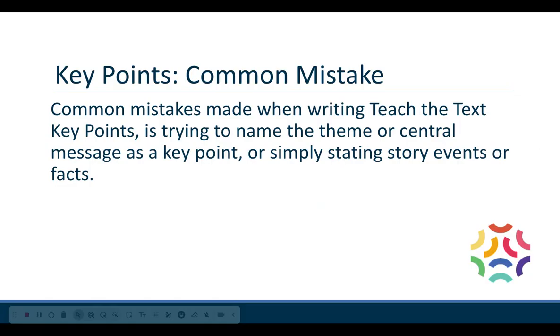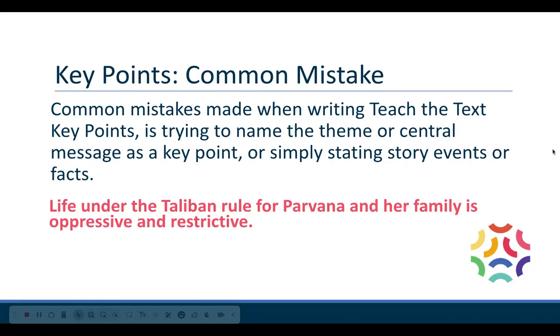When writing Teach the Text key points, there are a few common mistakes you should try to avoid. The first being conflating key points with theme. And here you see an example of that. Life under the Taliban rule for Parvana and her family is oppressive and restrictive. It is true that Parvana and her family live under the oppressive rule of the Taliban, but this conveys a broader concept within the book that's similar to theme. Effective key points are plot-driven and give insight into the importance of key moments within the text.